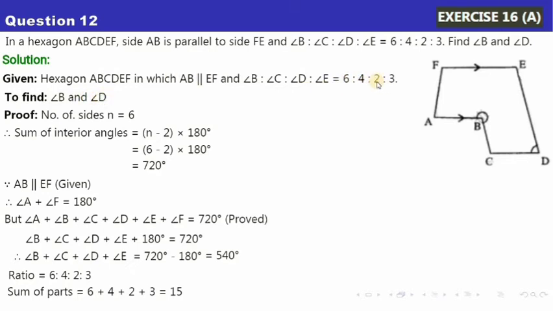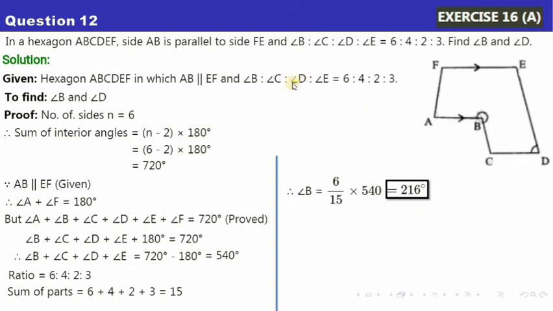So out of these four, which belongs to angle B? Obviously, in the first we have angle B. So that means this 6 corresponds to angle B. And if you want to find angle D, the third one in the ratio, that is this 2, corresponds to angle D. So your angle B will be 6 out of the total 15, times the total of these 4 angles, which is 540 degrees, right? So I've written 540, cancel these and find the value. It turns out to be 216.